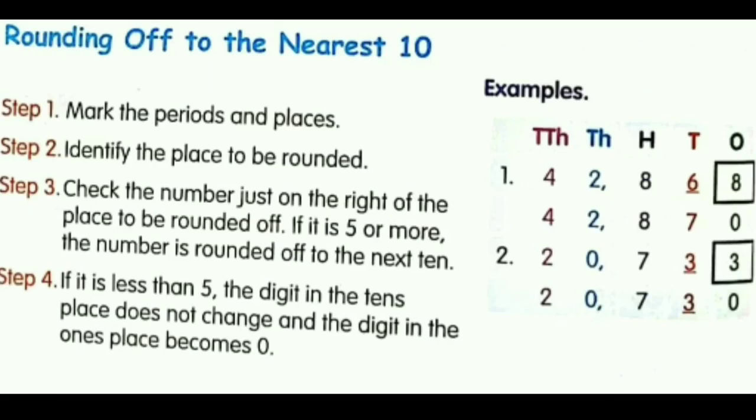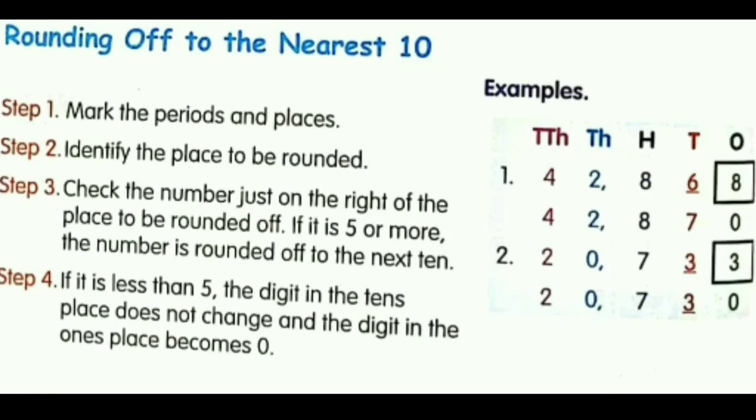and our final round off comes out to be 42870. However, in example 2, if we look at the ones place, the ones place has 3 in it. So 3 is less than 5. So in that case, the ones place becomes 0 and there is no change in the tens place. So 20733, if we round it off to the nearest tens, it will remain as 20730.